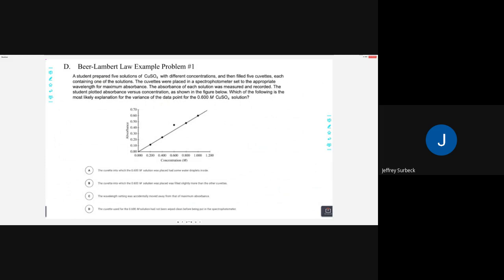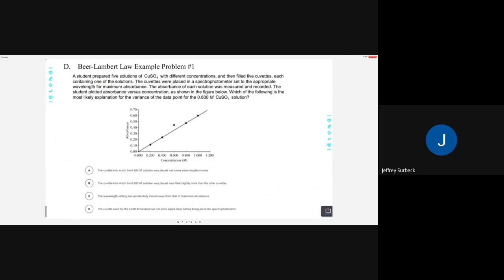Again, everything that we've done in the lab. The absorbance for each of the solutions was measured and recorded. The student plotted the absorbance versus concentration, very similar to what we did, as shown in the figure below. Which of the following is the most likely explanation for the variance of our data for 0.6 molar copper sulfate? So first off, 0.6, as we check this out, is not on that straight line or best fit line like we created in our lab.